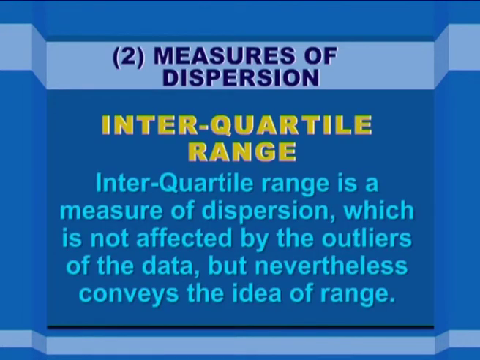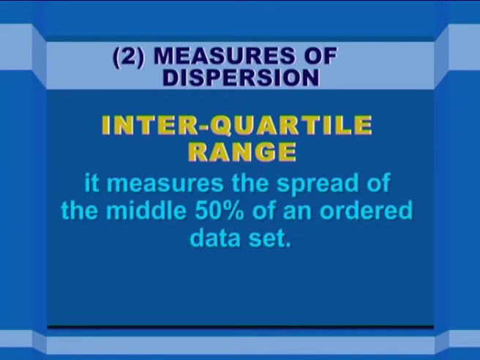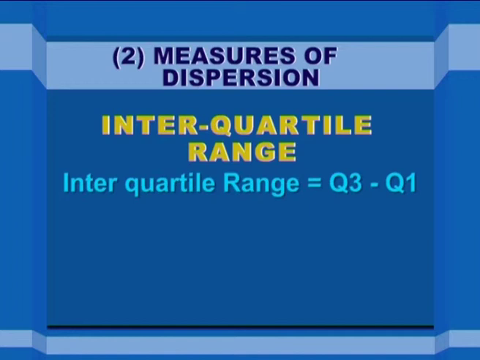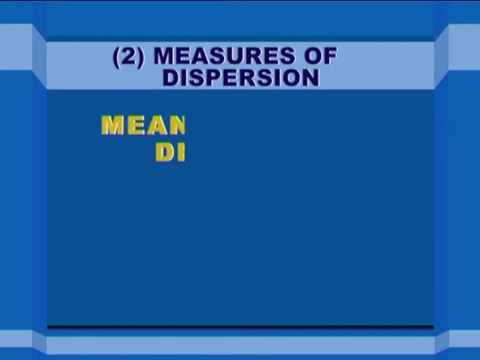Interquartile range is a measure of dispersion which is not affected by the outliers, but nevertheless conveys the idea of range. It measures the spread of the middle 50% of an ordered data set. In other words, it's the numerical difference between the first and the third quartiles. Interquartile range is Q3 minus Q1.